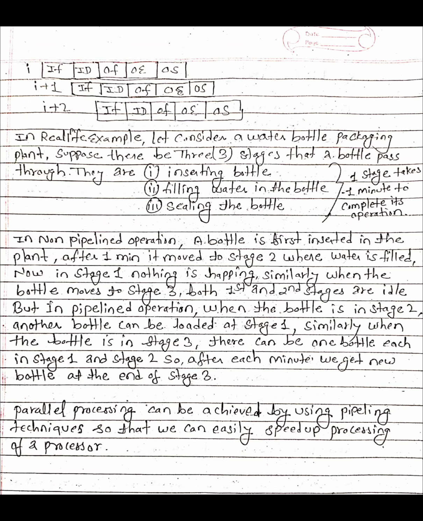But in pipeline operation, when the bottle is in stage 2, another bottle can be loaded at stage 1. Similarly, when the bottle is in stage 3, there can be one bottle each in stage 1 and stage 2. So after each 1 minute, we get a new bottle at the end of stage 3.